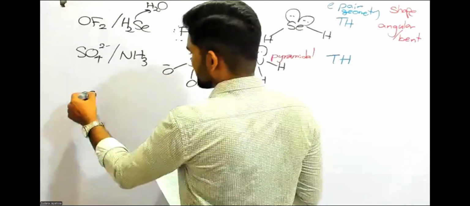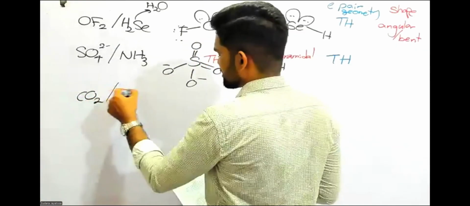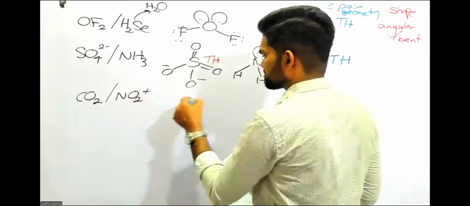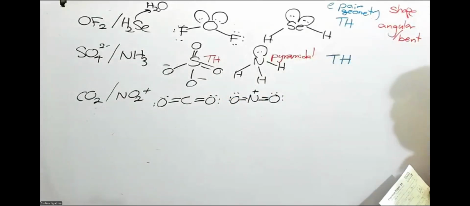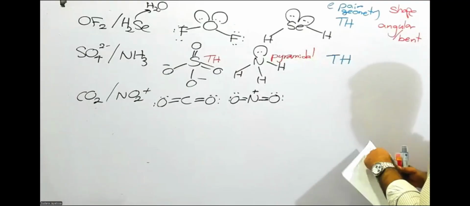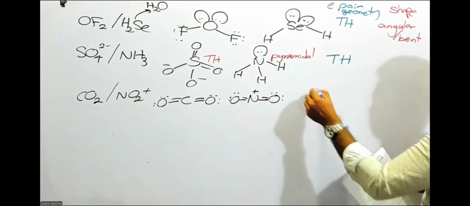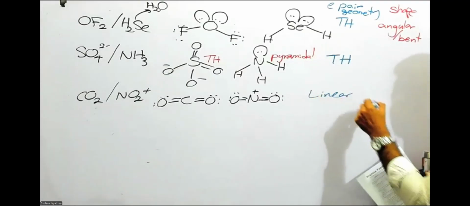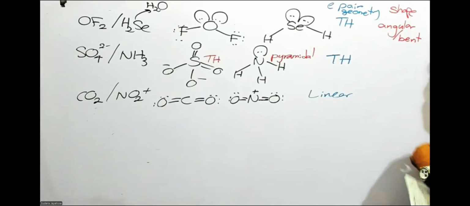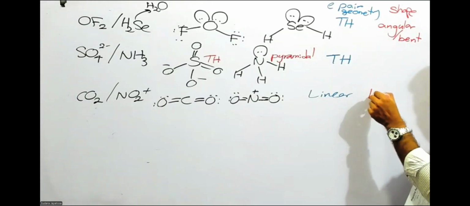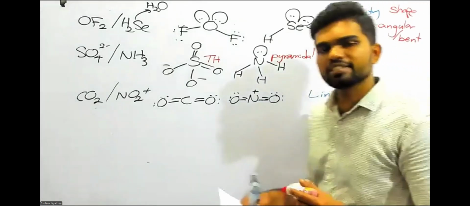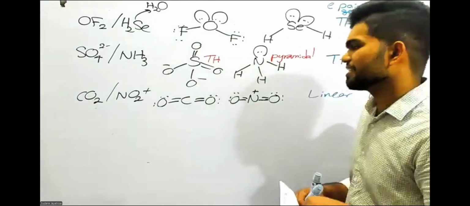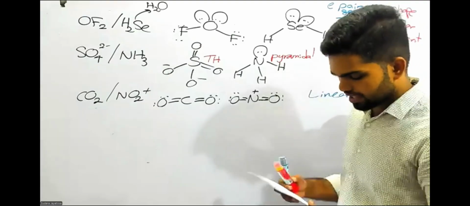Look at the third one: CO2 and NO2 plus. Remember this one, we drew the same molecules last week also. So they have linear electron pair geometry and linear shape. They only have 2 repulsion units. Linear shape also. Remember the bond angle, 180 degrees.